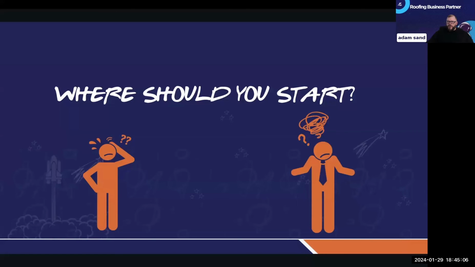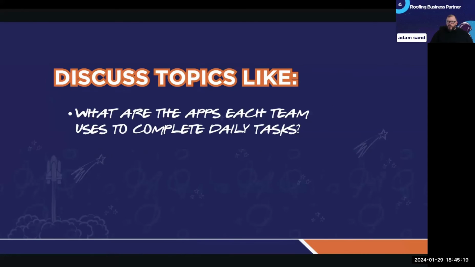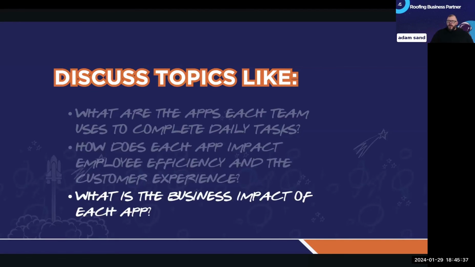This is where we're going to teach you guys what to do to audit your tech stack. We had one person do this one time, and he saved $1,400 a month is what he told us. So this is the exact process that he did after this webinar. You want to make sure you get input from all your app users. You want to talk about what are the apps that they're using to complete their daily tasks? How does each app affect their efficiency and the customer experience? If it does not make them more efficient or more effective at their job and improve the customer experience, consider chopping it or replacing it with a tool that does. And if you understand the business impact of each app, you can make better decisions.